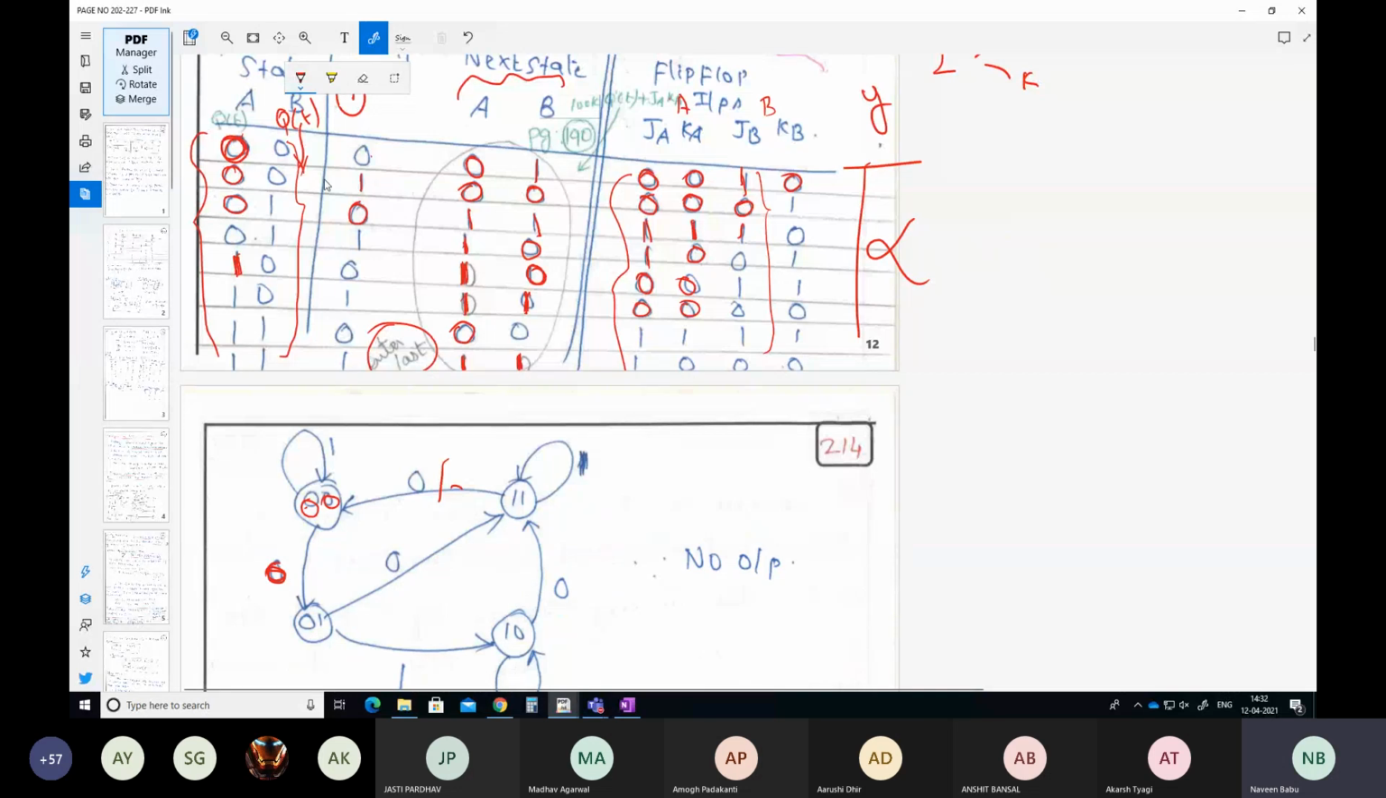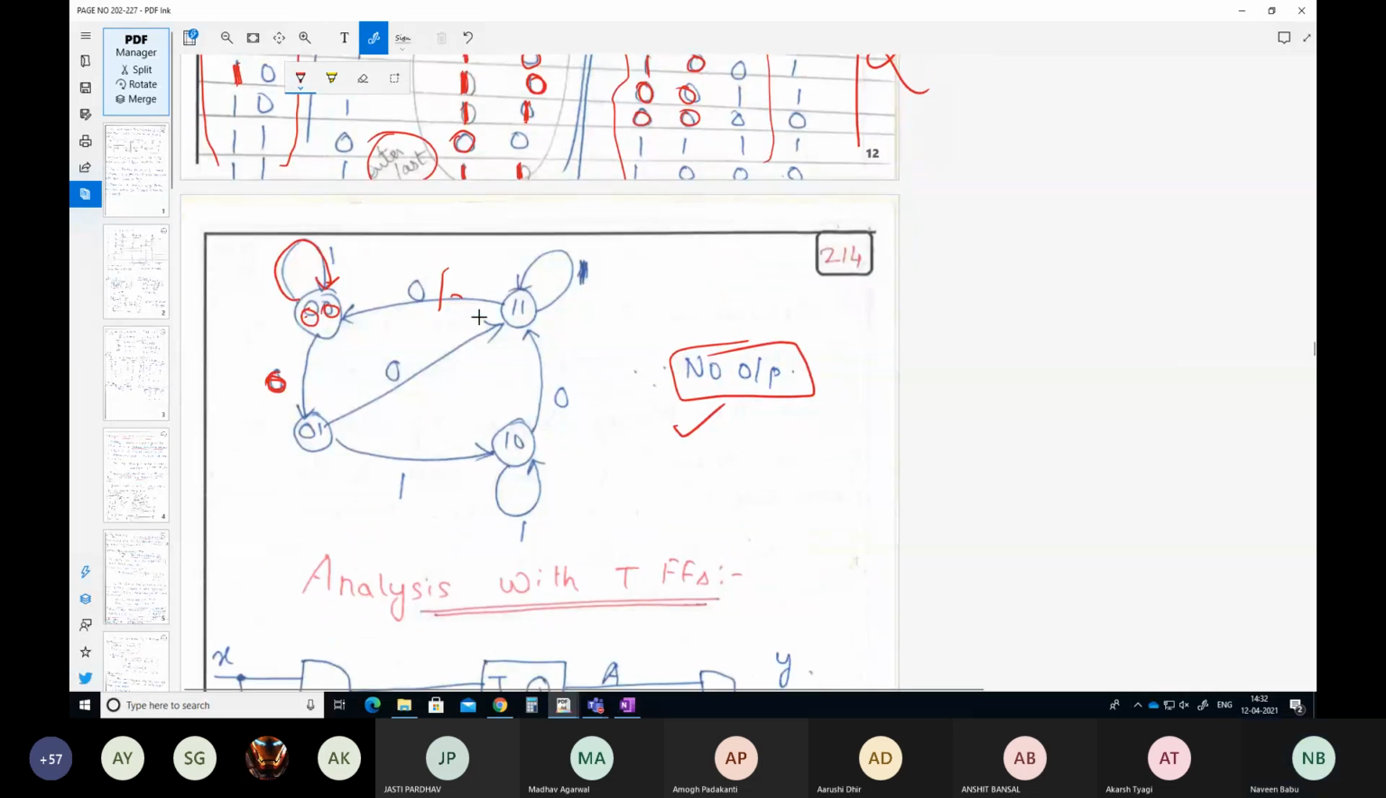Now, when your present state is 0, 1 and your input is 1, it stays in the same state, which is 0, 1. Likewise, you create your state diagram. And again, please note that there is no output that is given, hence there are no outputs. Any doubts here?